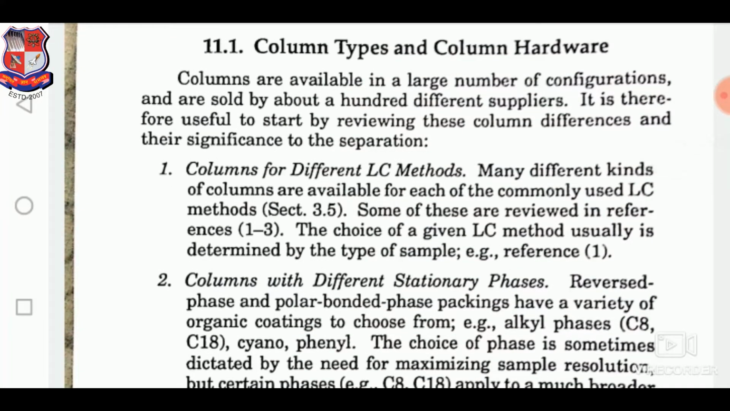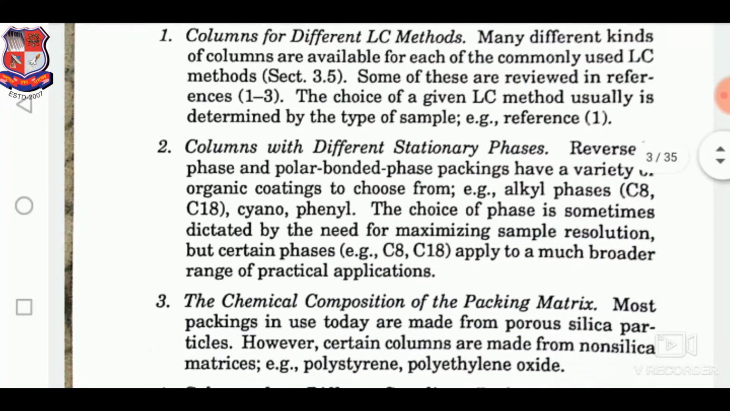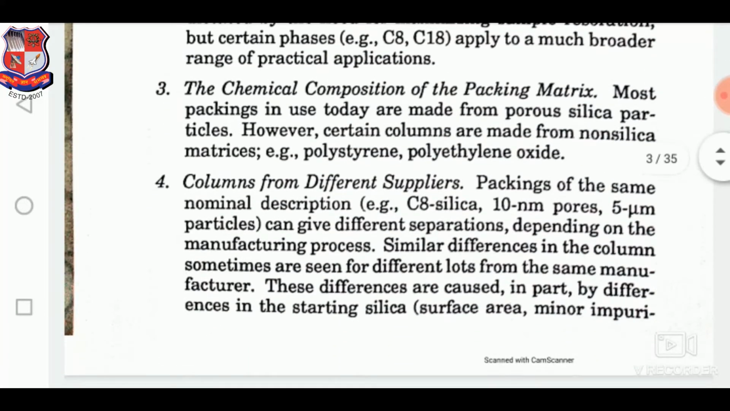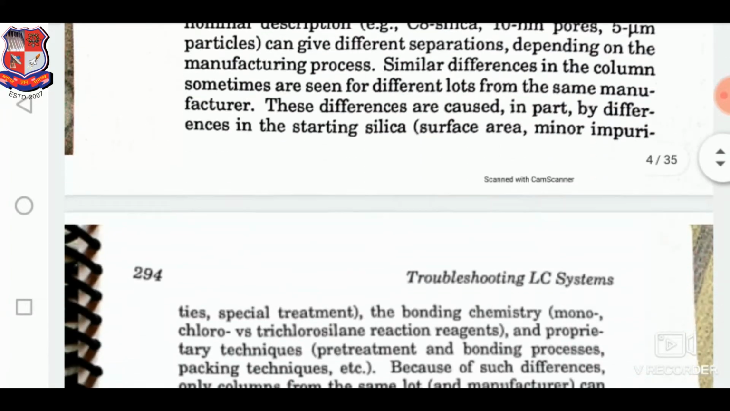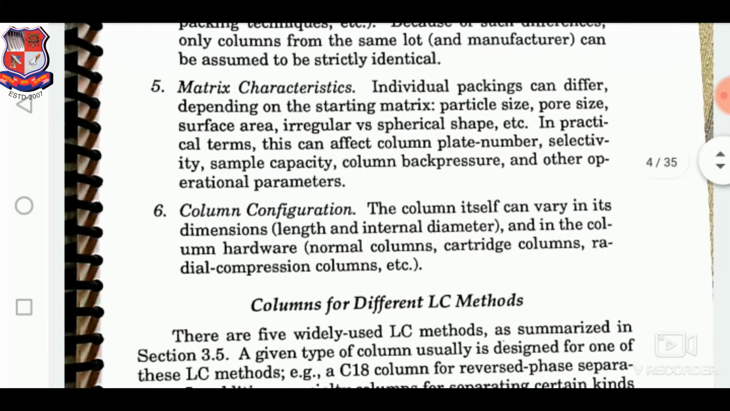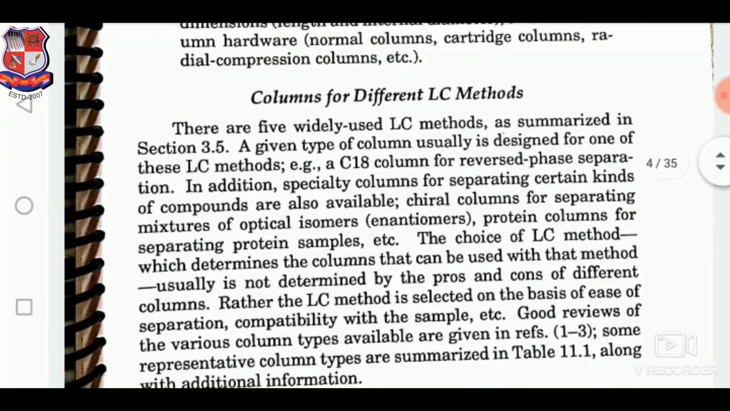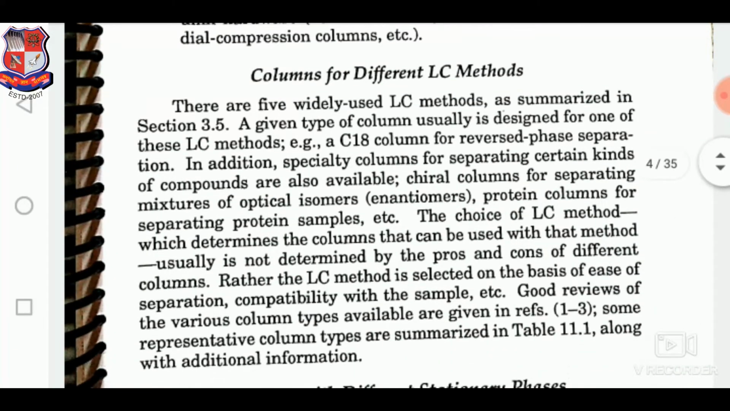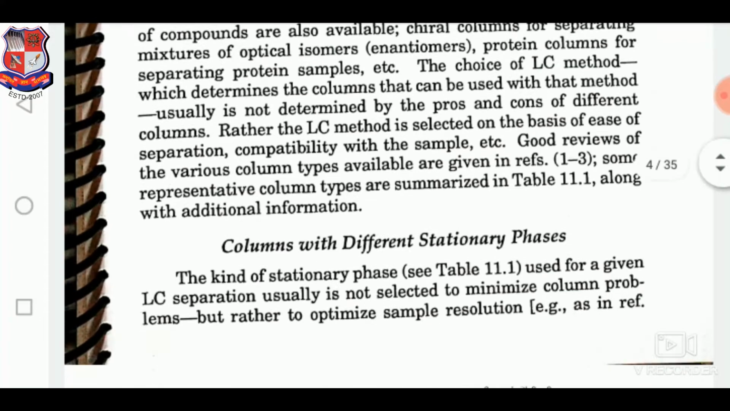First one is columns for different LC systems, columns with different stationary phases, chemical composition of packing matrix, columns from different suppliers, matrix consideration, column configuration. So column for LC methods, for example, C18 columns for reverse phase separation. In addition, columns for separating certain kinds of compounds are also available, like chiral columns for separating mixtures of optical isomers, protein columns for separating protein samples, etc.